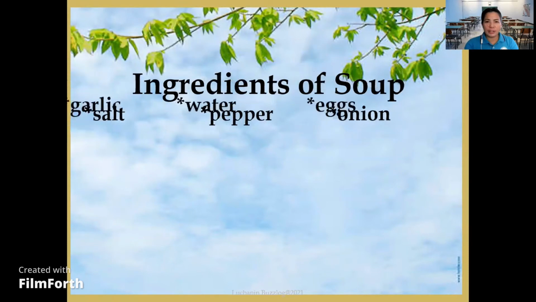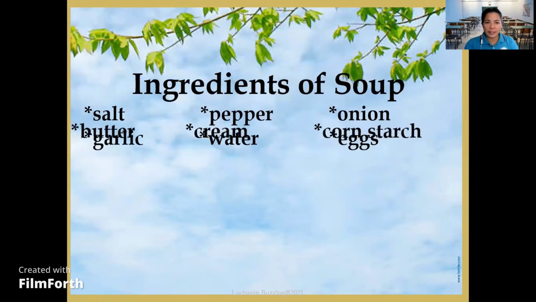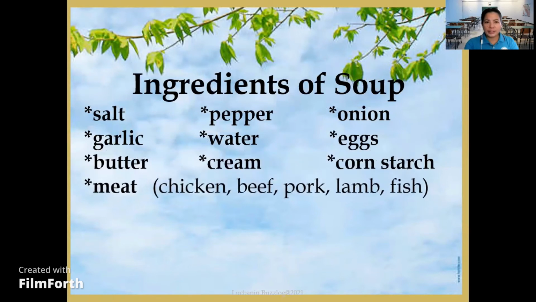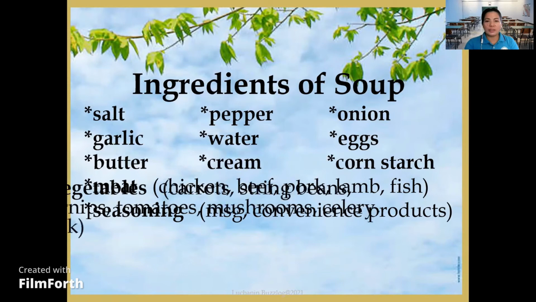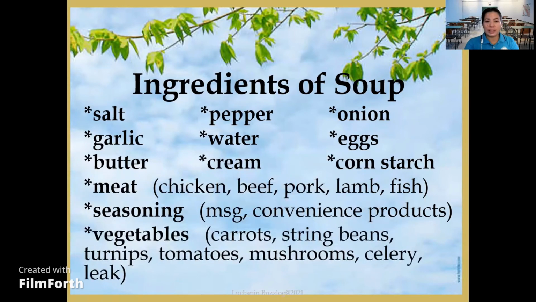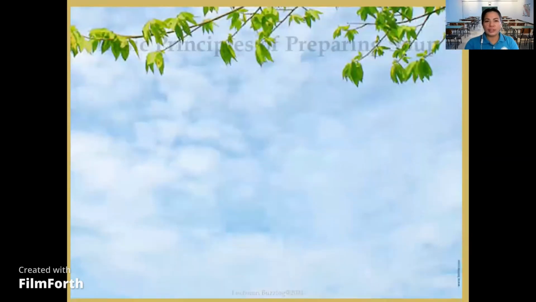another ingredients for soup: we have the garlic, pepper, onions, salt, water, eggs, butter, cream, cornstarch. Tapos meron tayong meat. So yung mga meat natin, kapag gusto nyo ay kung ano available sa market nyo, we have the chicken, beef, pork, lamb, and fish. We have the seasoning like the MSG, o yung tawag natin, bitsin, and the convenience products. And we have vegetables like carrots, string beans, turnips, tomatoes, mushrooms, celery, and leek. So yun po yung mga other ingredients natin.